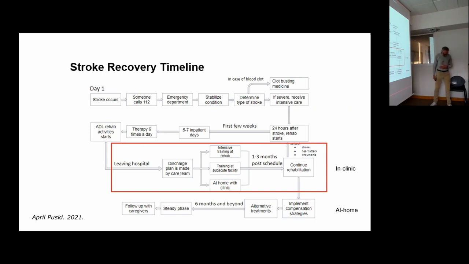Just a quick overview of what a patient goes through when he first comes to a hospital. A person gets a stroke, he enters a hospital, and there are just a couple of days of what we would call the acute phase, where he gets treatment to reduce the potential impairments that come up after a couple of days. After only a few days, this is the red box here, he comes from the hospital with the acute care into the clinic, where we have different options. We can have an intensive training option, we have the subacute facility, and we can have some kind of combination between at home and clinic.